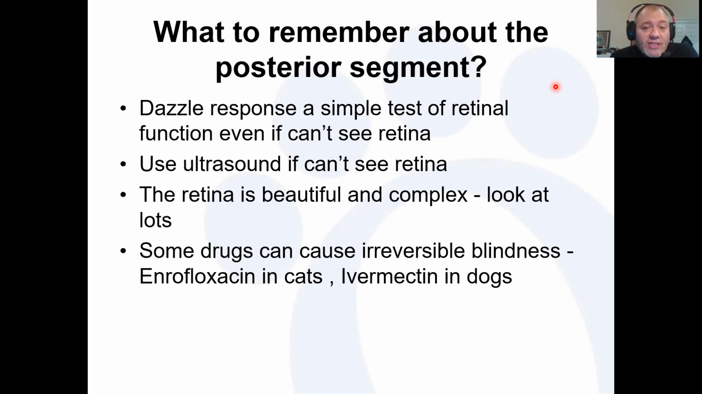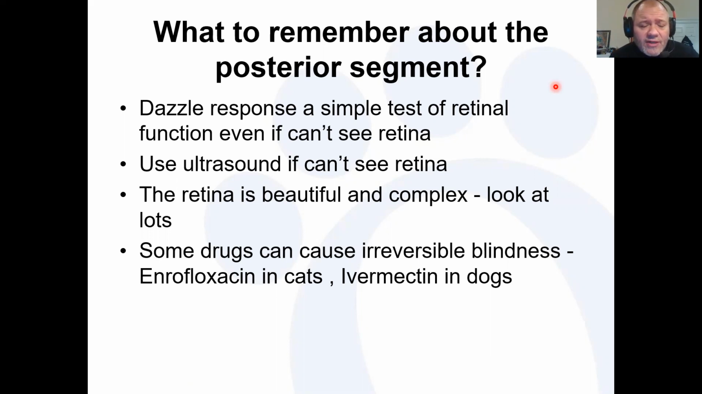The second point is if you can't see the retina or indeed the eye, then ultrasound is a beautifully simple tool to add to your diagnostic arsenal and is recommended, and allows you to see the whole of the globe, also the retina, the vitreous, and how they relate to each other.